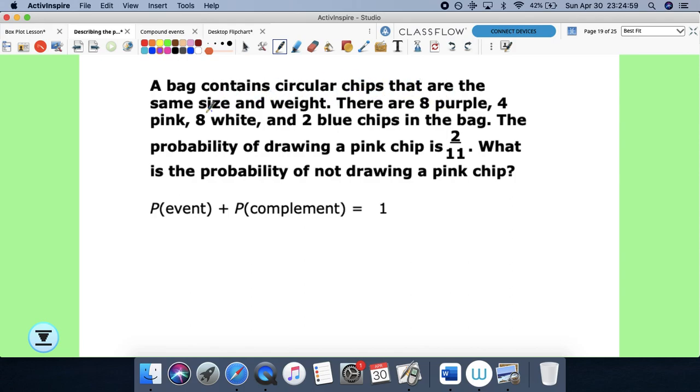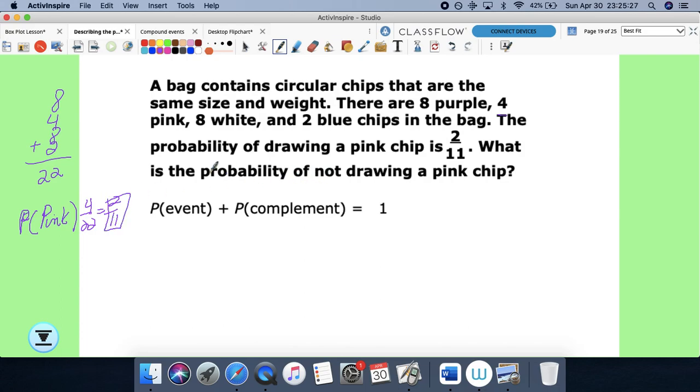A bag contains circular chips that are the same size and weight. They're 8 purple, 4 pink, 8 white, and 2 blue. So 8 plus 4 plus 8 plus 2, there's a total of 22. The probability of getting a pink is, first of all, there's 4 pinks, so 4 out of 22, which is the same thing as 2 over 11.